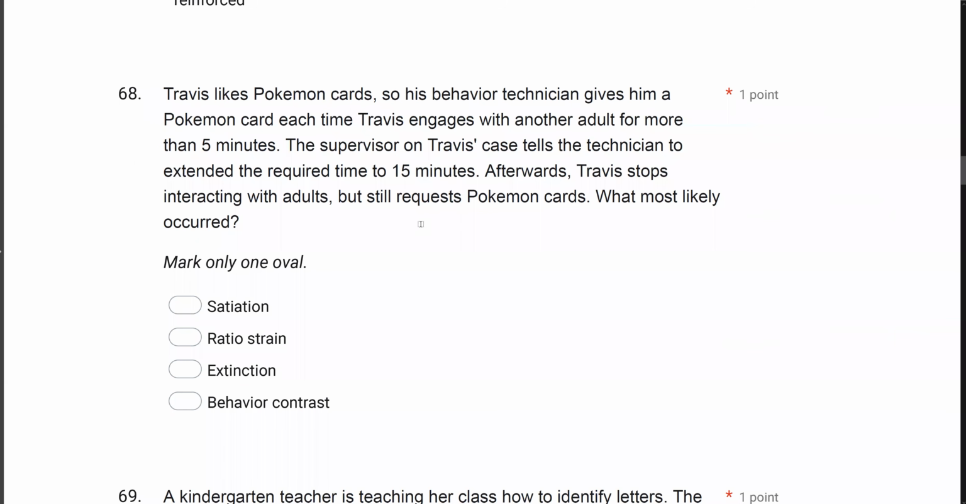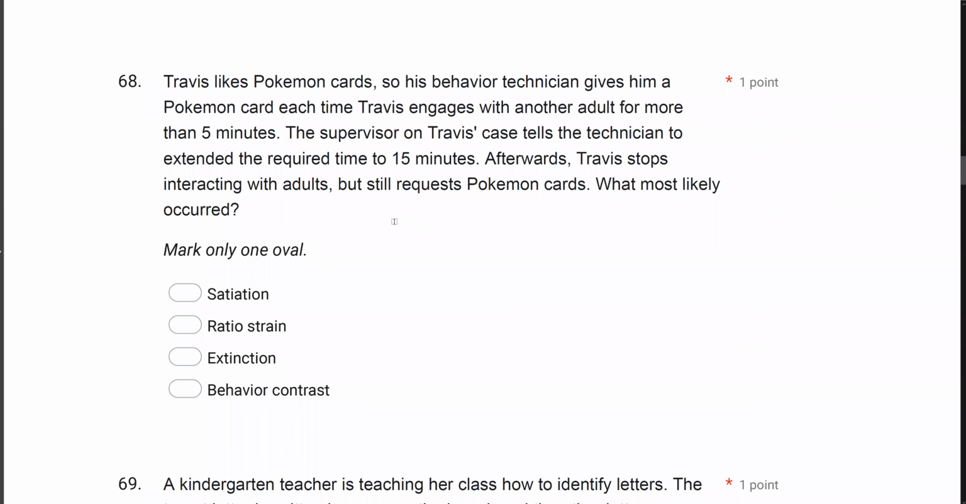68. Travis likes Pokemon cards, so his behavior technician gives him a Pokemon card each time Travis engages with another adult for more than 5 minutes. The supervisor on Travis's case tells the technician to extend the required time to 15 minutes. Afterwards, Travis stops interacting with adults, but still requests Pokemon cards. What most likely occurred? What do we think occurred here?